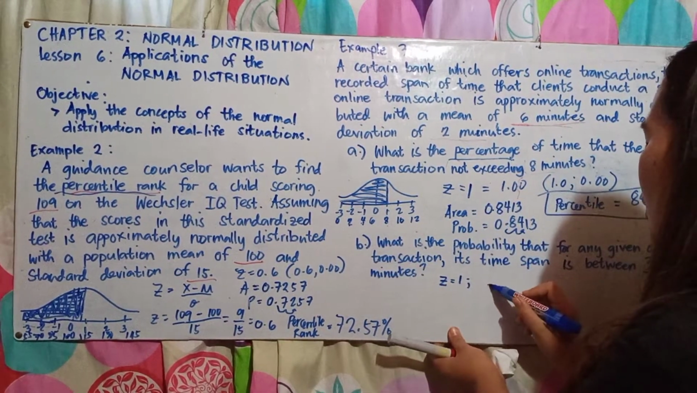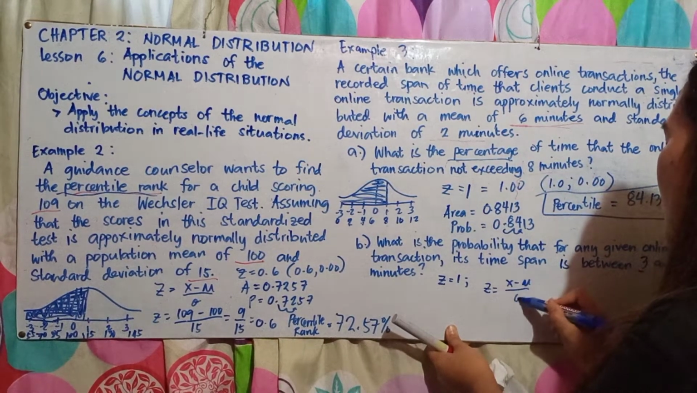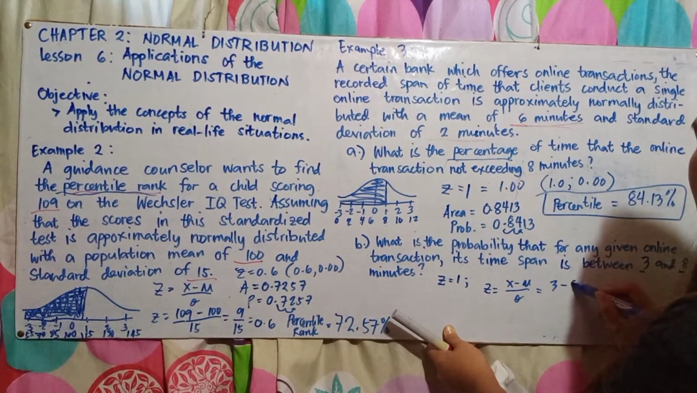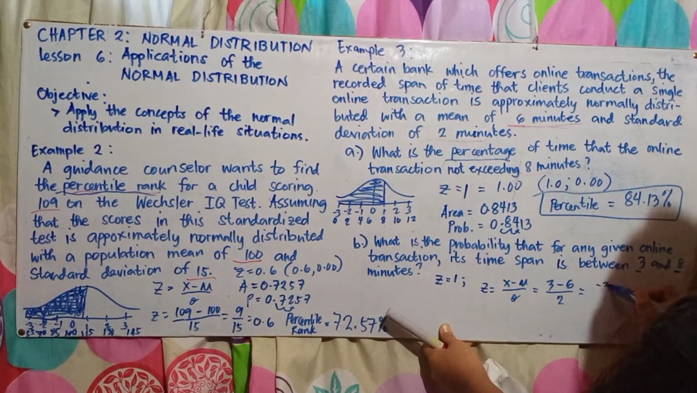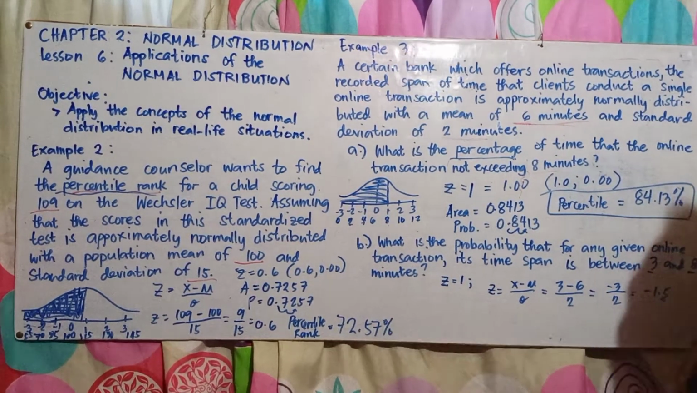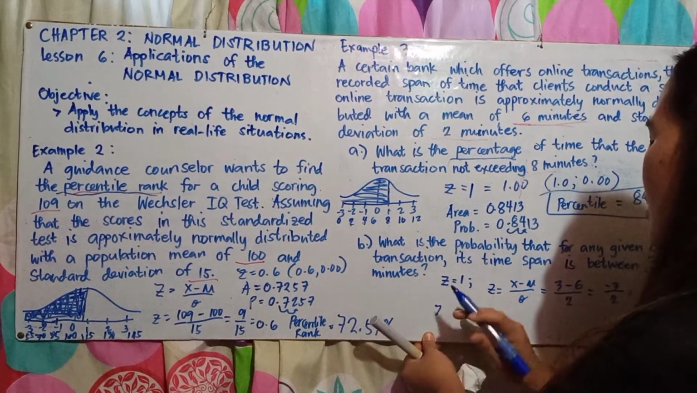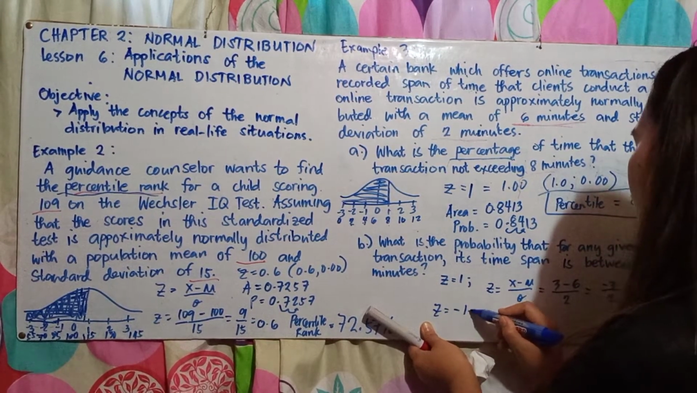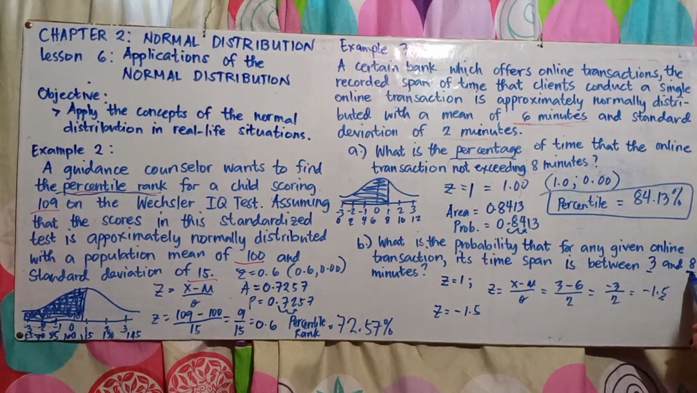So, gamitan pa nimo siya og Z formula. X minus mean over standard deviation. So, 3 minus 6 divided by 2. Negative 3 over 2, negative 1.5. So, ang isa, Z equals 1. Ang isa, Z equals negative 1.5.